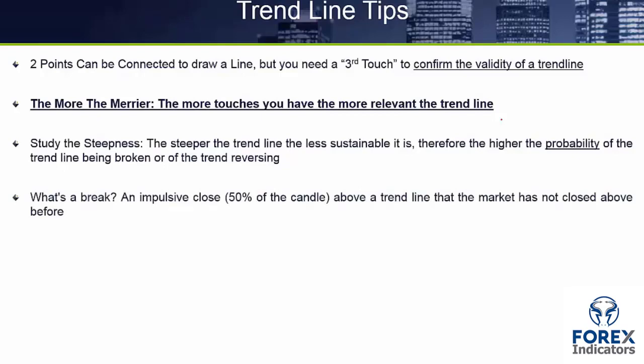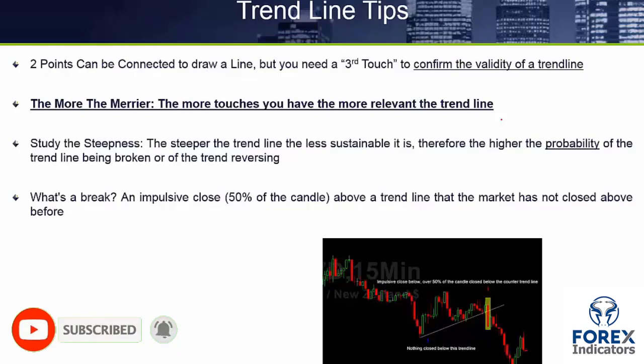So what is a break? Well, an impulsive close 50% of the candle above a trend line that the market has not closed above before. That's what I would class as a break. So here's an example. Notice how this is a supporting line, and it's what we call a counter trend line. It breaks and closes below this line, and it is 50% below that line of that candle. So therefore that would class for me as a break and an area that we could be looking to actually sell this market there.